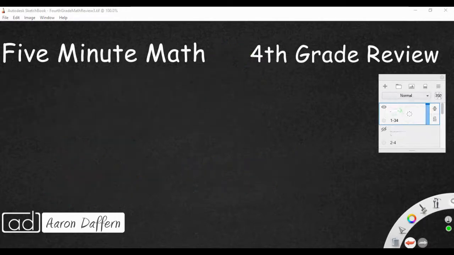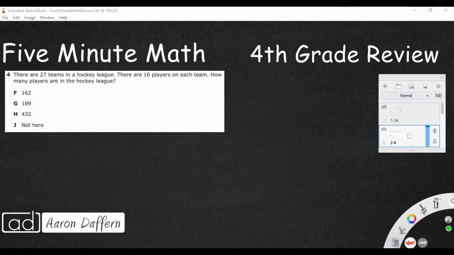So we only have 2 problems today. Our second one is going to be the other type of multiplication we really focus on in 4th grade, and that's 2-digit by 2-digit multiplication. So there are 27 teams in a hockey league. There are 16 players on each team. How many players are in the hockey league? So this is going to be our 27 times 16.